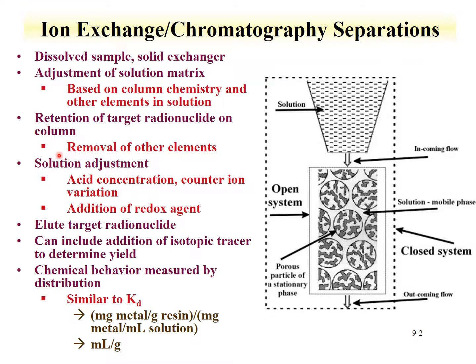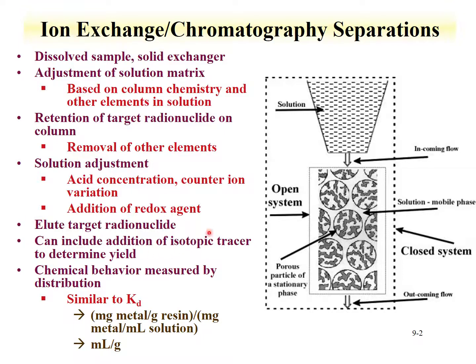The solutions can be adjusted, just as we talked about with the solvent extraction system, where we could extract into an organic phase based upon acid concentration. With our solid ion exchange and chromatography separations, the acid concentration can be varied, and the counter ion can be varied. For instance, the nitrate ion can be varied by the addition of sodium nitrate, in addition to using nitric acid. And similar to what we discussed with solvent extraction, a redox agent can be added to change the oxidation state of your target radionuclide and change its behavior on the column.